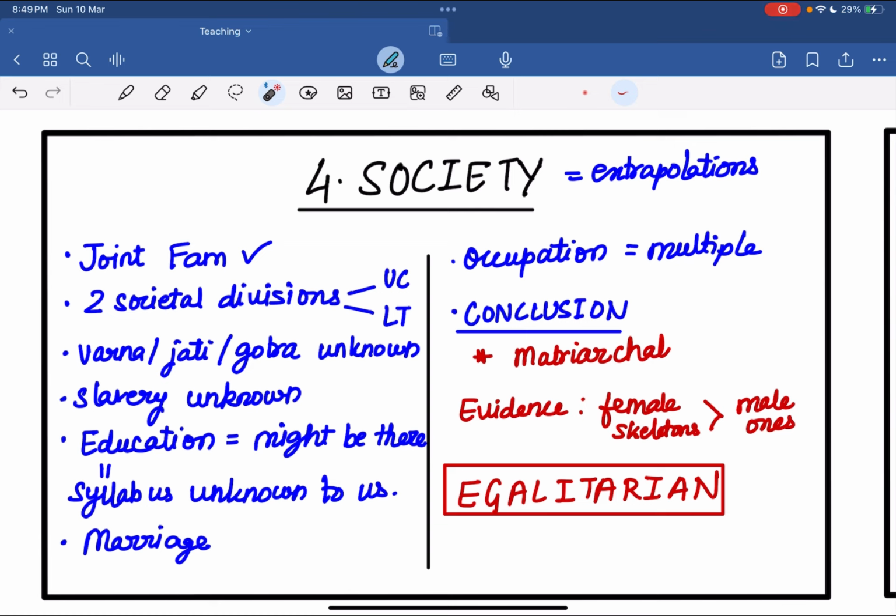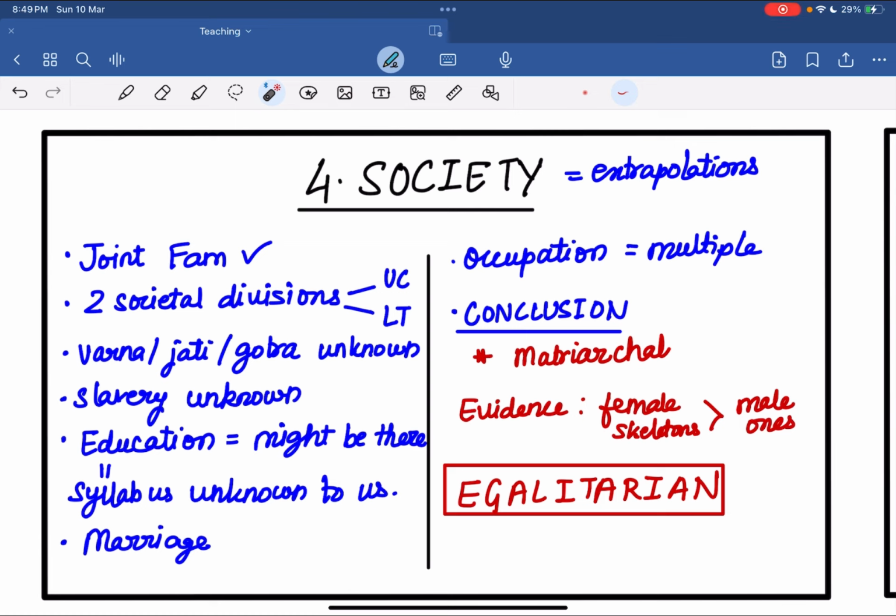And the position of women was good. And all the occupations were practiced. So what can we conclude? Here also, there are very many different groups. Some historians have concluded the Harappans were matriarchal. Why do we say so? Matriarchy is basically a thing wherein the mother is the head of the family. It's only because female skeletons have been excavated more than male skeletons. That is why some historians believe that Harappans were matriarchal in nature.